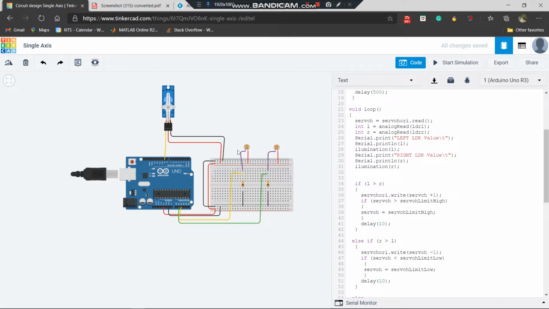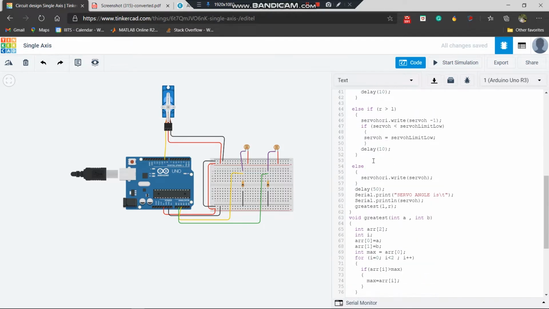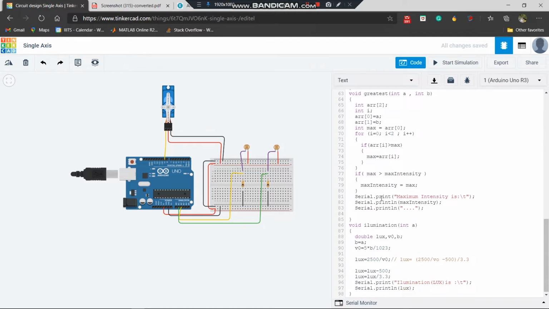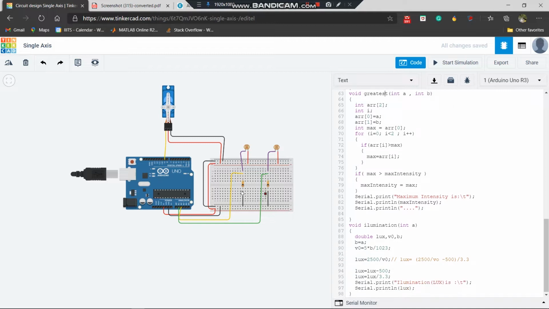In void loop we are picking the LDRs and calculating the servo angle to be rotated such that it gets the maximum intensity. In the greatest function we are calculating the maximum intensity picked by these LDRs, and to find the elimination of the two LDRs we are using the elimination function. Now we'll start the simulation.